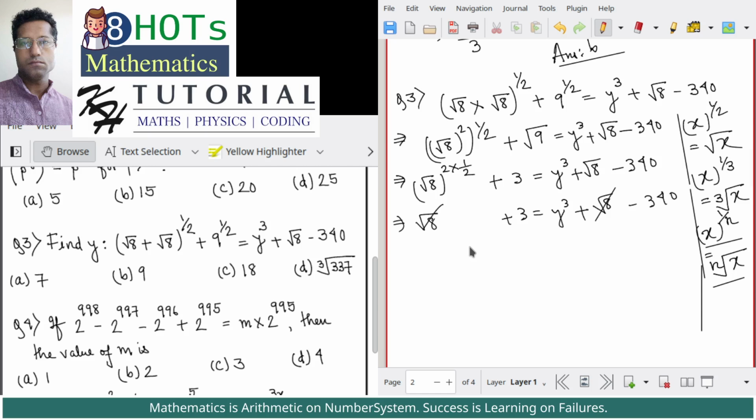Okay, so we are having now, 3 is equal to y cube minus 340. So this implies y cube is equal to 3 plus 340. This is equal to 343. Now 343, you should be well aware that 343 is nothing but 7 cube.